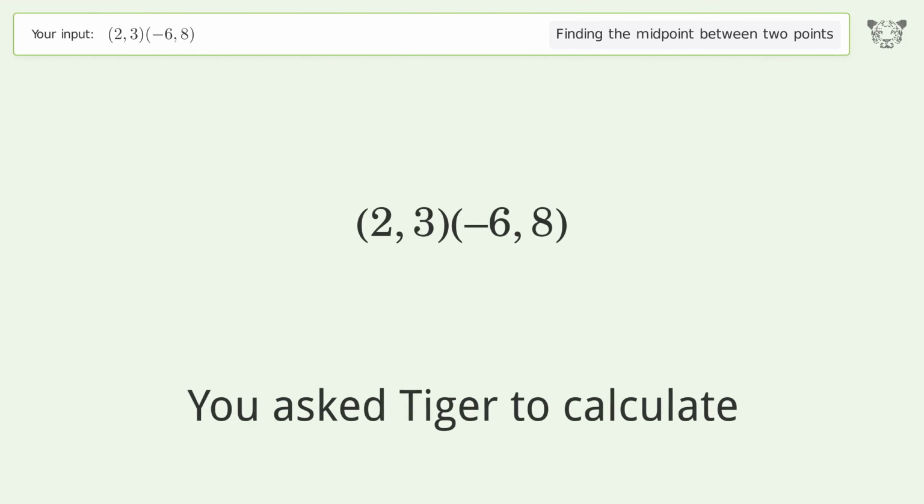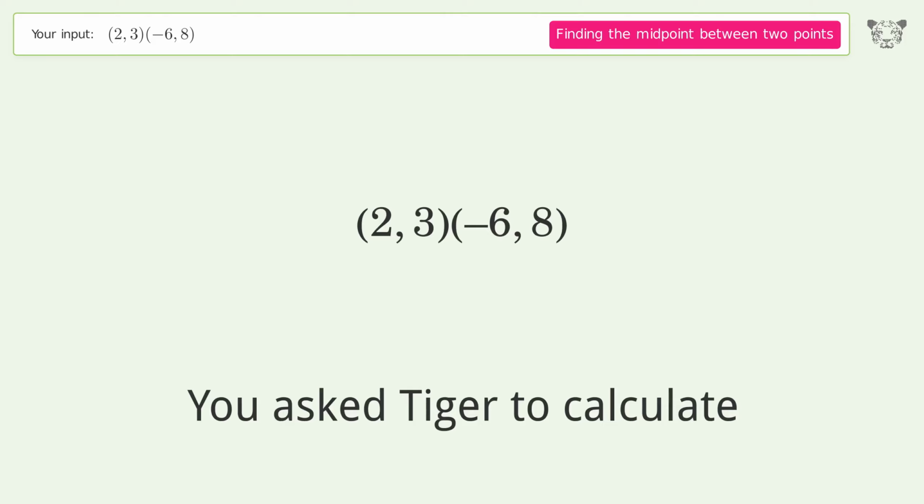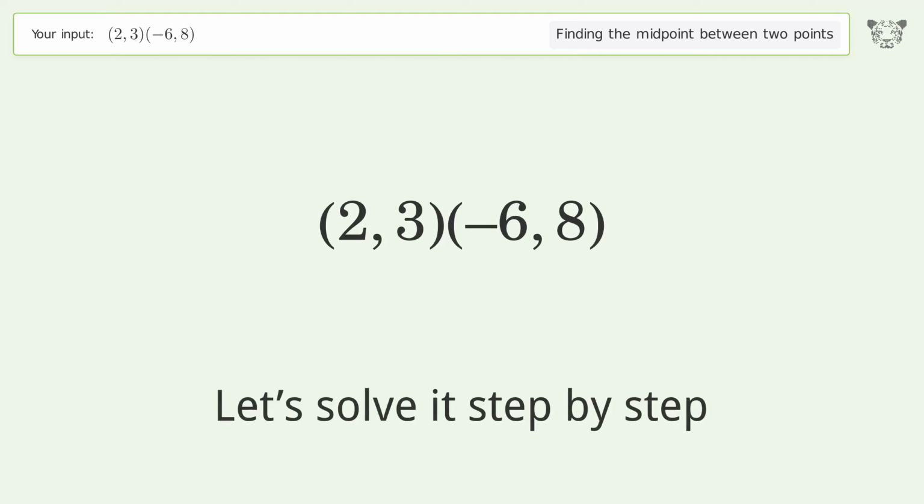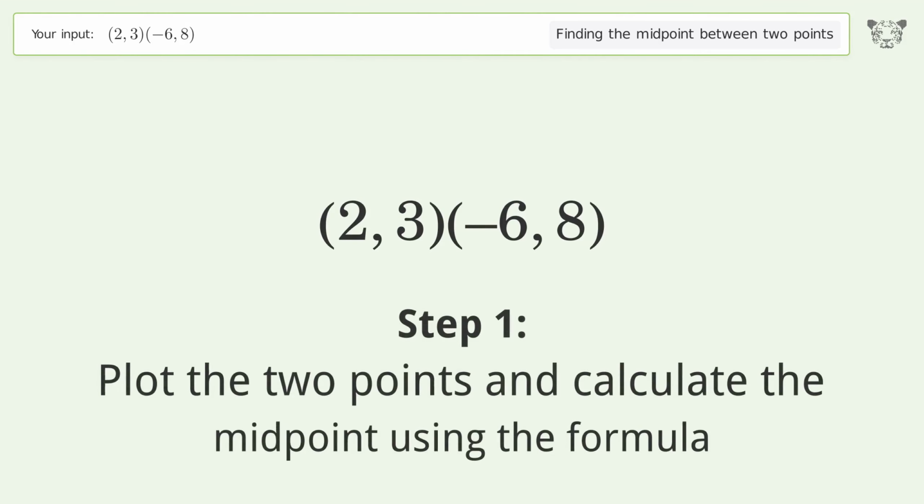You ask Tiger to calculate. This deals with finding the midpoint between 2 points. The midpoint between the 2 points is -2, 5.5. Let's solve it step by step. Plot the 2 points and calculate the midpoint using the formula.